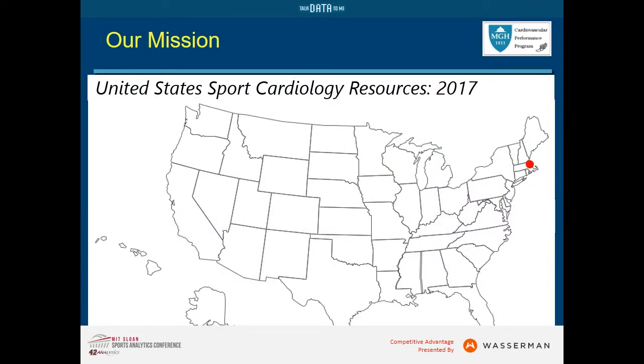So when we started our program back in 2007, this is what the sports cardiology map looked like in the United States. Last I tallied at the end of 2017, these are the resources around the country. So what we've done, the program we've developed, the template for caring for athletes, is one that has been adopted by essentially every major tertiary or quaternary care center within the US, which is an exciting indication of the fact that communities see value in this.